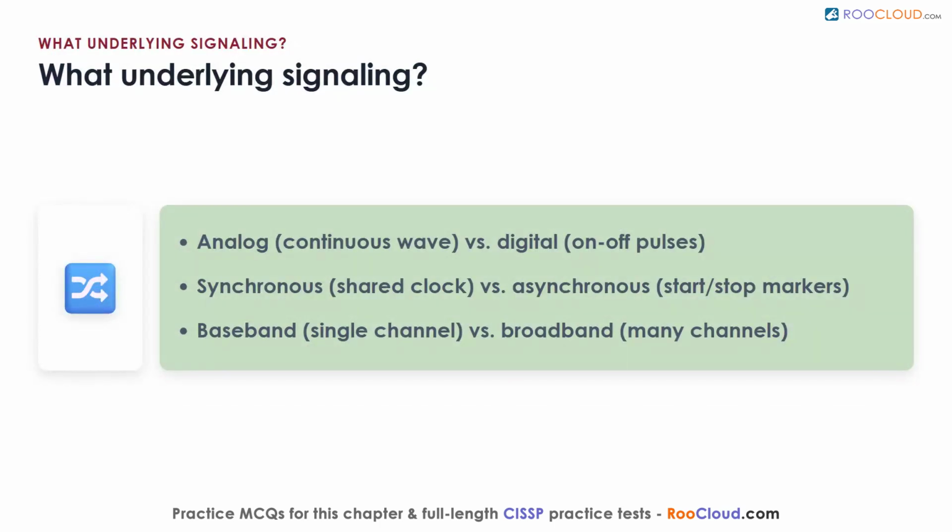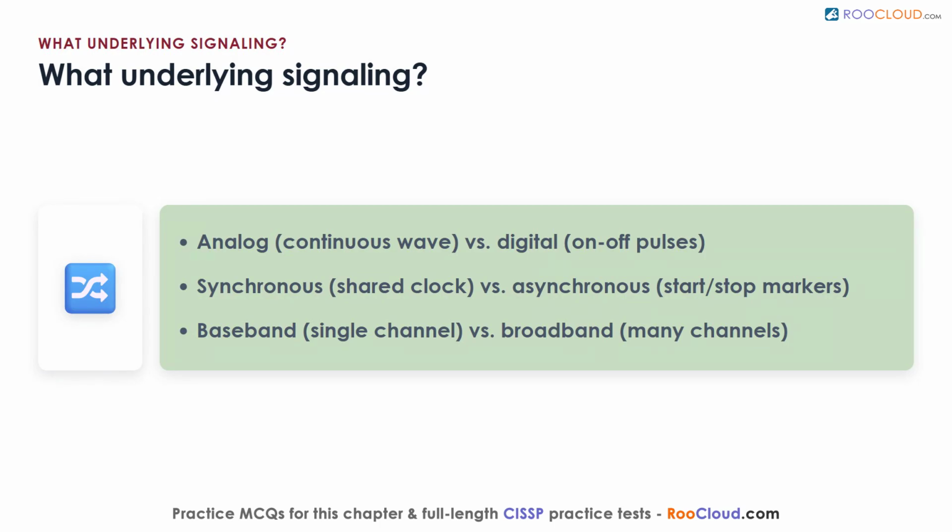A few fundamental choices about how bits move. Signals are either analog, a continuous wave that varies smoothly, or digital, crisp on-off pulses that resist distortion far better over distance. Communication is either synchronous, paced by a shared clock for high-speed transfer, or asynchronous, using start and stop markers, better for smaller bursts.